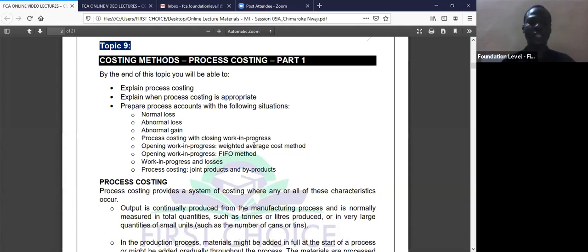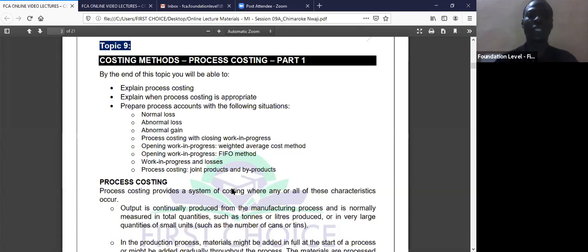So you see the process, one takes over from the other, just like a relay. You run and give the baton to the next person, who takes it and gives to the next person, who takes it and gives to the next person. That is how you see process costing.